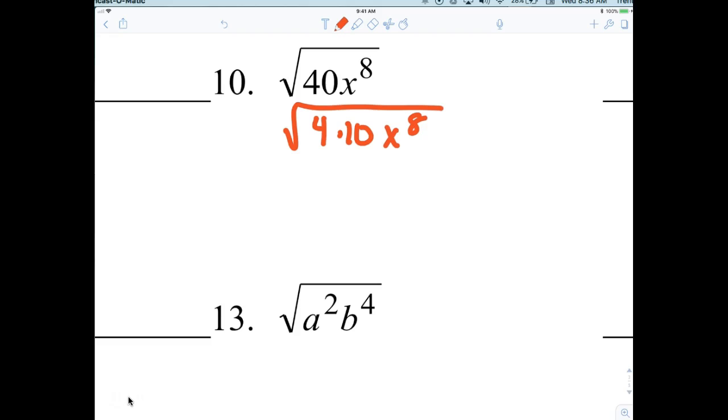Unfortunately, 9 times 5 is 45. Yes. So my final answer here is 2x to the 4th radical 10. What? Why wouldn't 10 be on the outside? What's the square root of 10? I'm asking you, what's the square root of 10? It's not a perfect square. Listen, that's the answer.